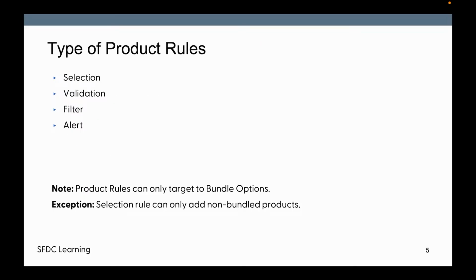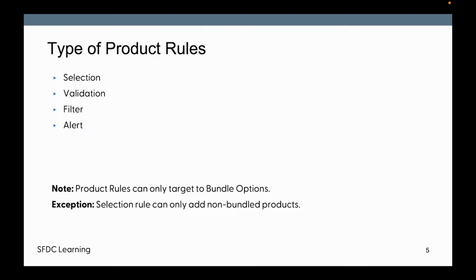Types of product rules. The first type is selection, using which you can auto include a product, remove a product, or disable a product. Second is validation, using which you can validate the cart. Third one is the filter. As we spoke on the previous slide, it is used in the dynamic bundle. And the alerts, like providing some alert to the user.